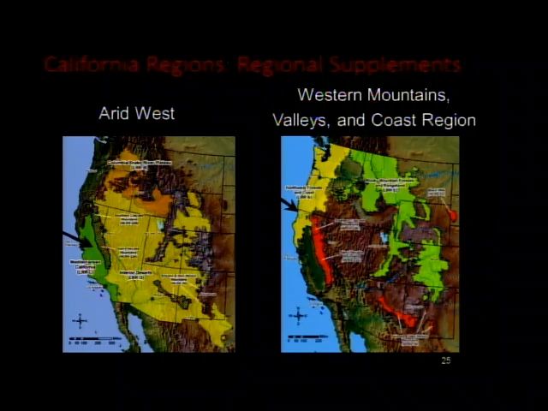Two of the regional supplements cover the California coastal zone. They are the Arid West Regional Supplement, which applies to most of coastal California and includes those portions of the state with a Mediterranean-type climate. The Western Mountains, Valleys, and Coastal Regional Supplement addresses areas of Northern California with higher rainfall and generally cooler temperatures.